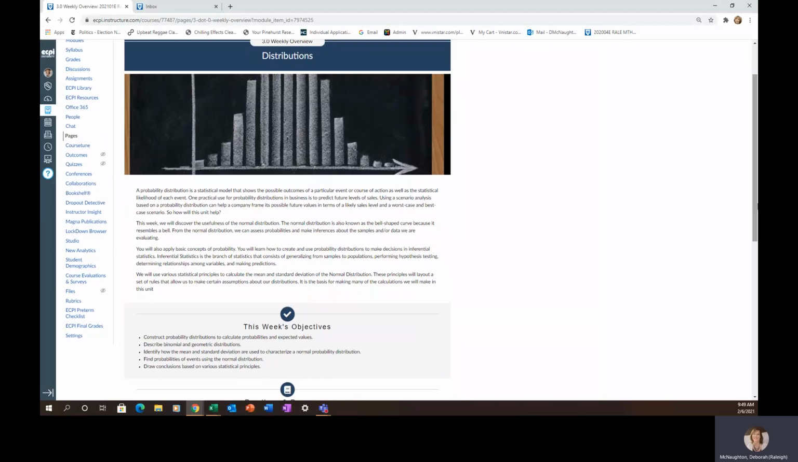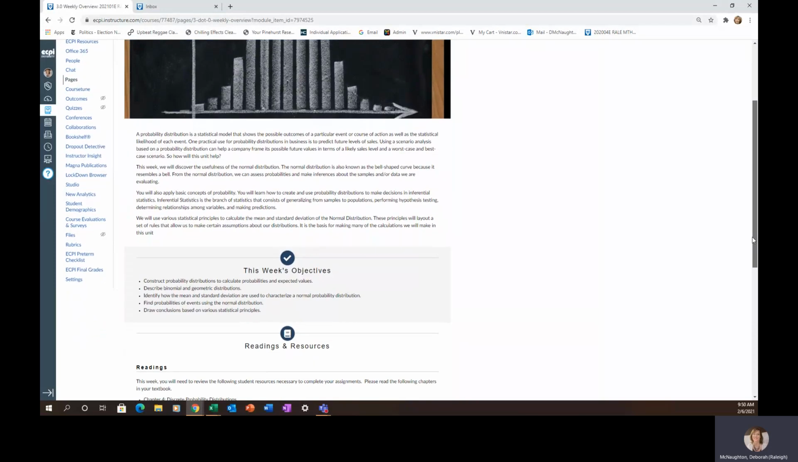You will also apply basic concepts of probability. You'll learn how to create and use probability distributions to make decisions in inferential statistics. And again, inferential statistics is the branch of statistics that consists of generalizing from samples to populations, performing hypothesis testing, determining relationships among variables, and making predictions. You're going to use various statistical principles to calculate the mean and standard deviation of a normal distribution. And those will lay out the rules that will allow us to make assumptions about our distributions. And it's the basis for making many of the calculations that we will use in this unit.